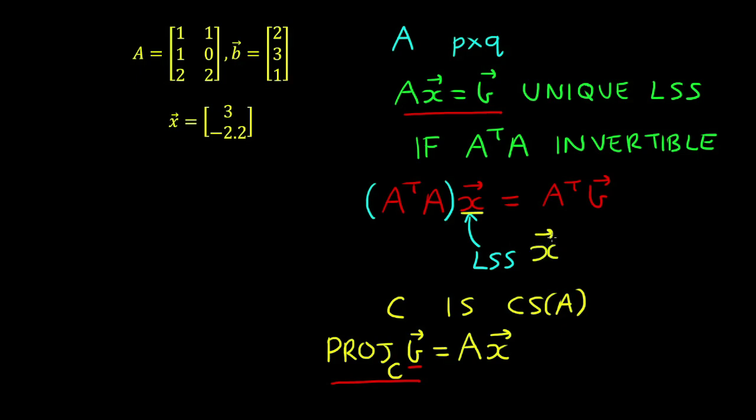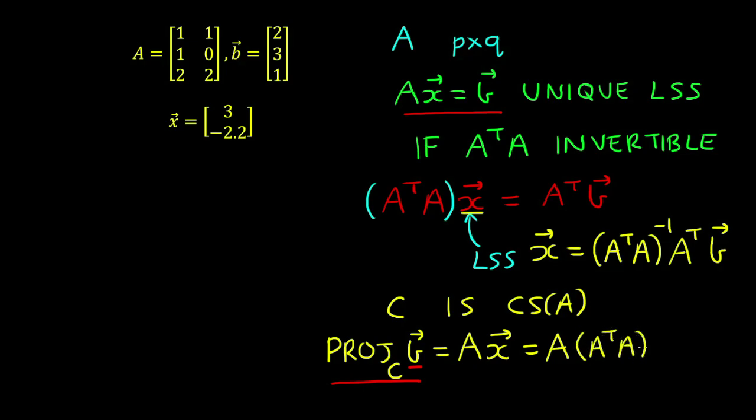X is the inverse of A transpose A by the transpose of A by B. And therefore the projection of B onto the column space of A is A multiplied by X. So we have the inverse of A transpose A by the transpose of A by B.